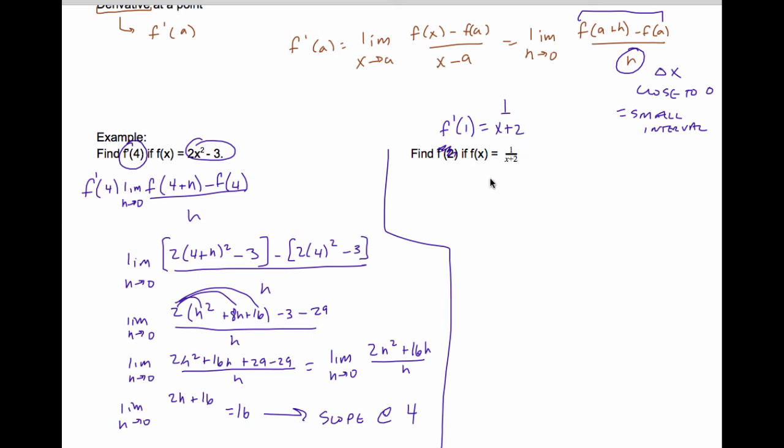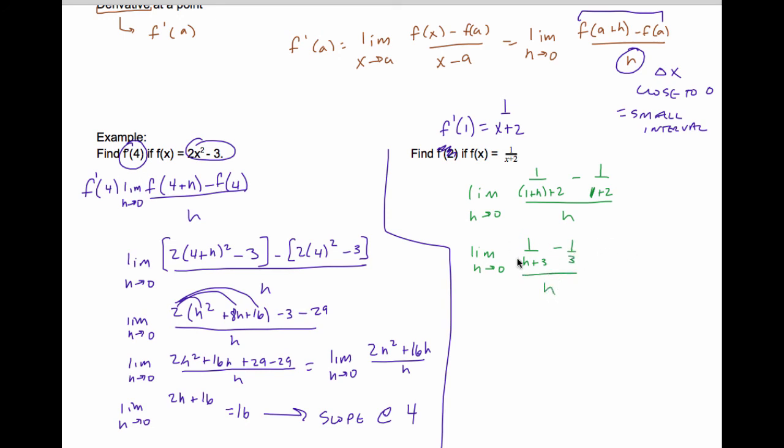Okay, we're back. As we're finding this derivative at 1, I'm taking the limit as h approaches 0 of 1 over 1 plus h plus 2, minus 1 over 1 plus 2, over h. Now this is where it gets a little bit tricky because I've got fractions inside of fractions, but this is your algebra skills coming out. So the limit as h approaches 0 of 1 over h plus 3, and it's going to get less complicated here, minus 1 over 3, over h.